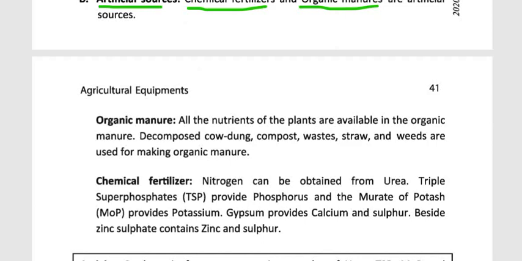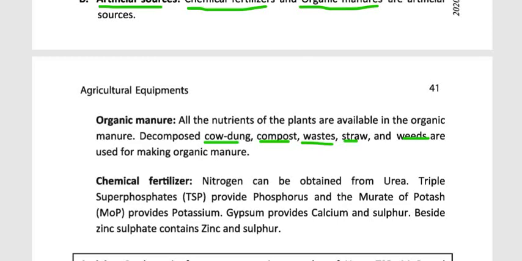Organic manure. All the nutrients of the plants are available in the organic manure. Decomposed cow dung, compost, wastes, straw, weeds, etc. are used for making organic manure. Organic means which are not chemical. These are produced naturally. For example, cow dung is not produced by chemical process.